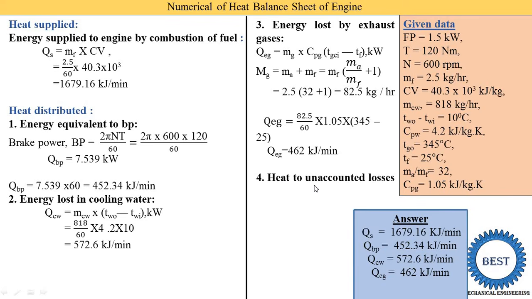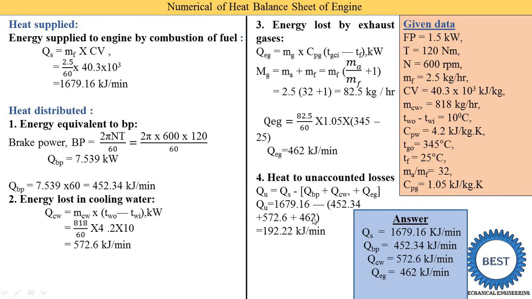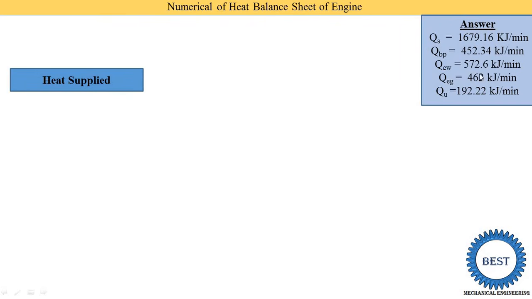And the last one is the heat to unaccounted losses. After this, to find the heat unaccounted, we make the table of heat balance sheet. So QE is equal to what is supplied, that is QS, minus Q brake power, minus Q of cooling water, minus heat energy losses in exhaust gases. So we put all these values and simply calculate. It is 192.22 kilojoule per minute. Now we use this to make the heat balance sheet. So here I put this answer.